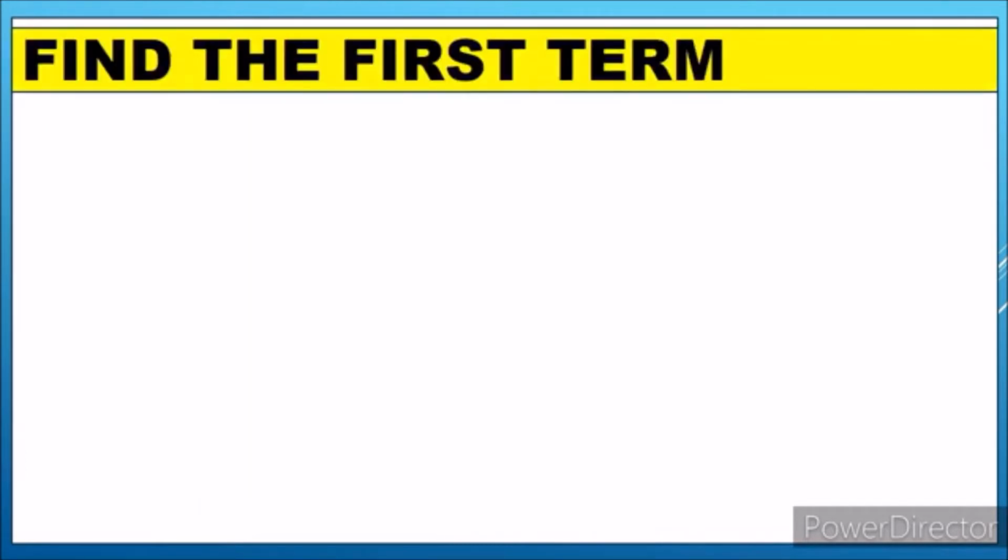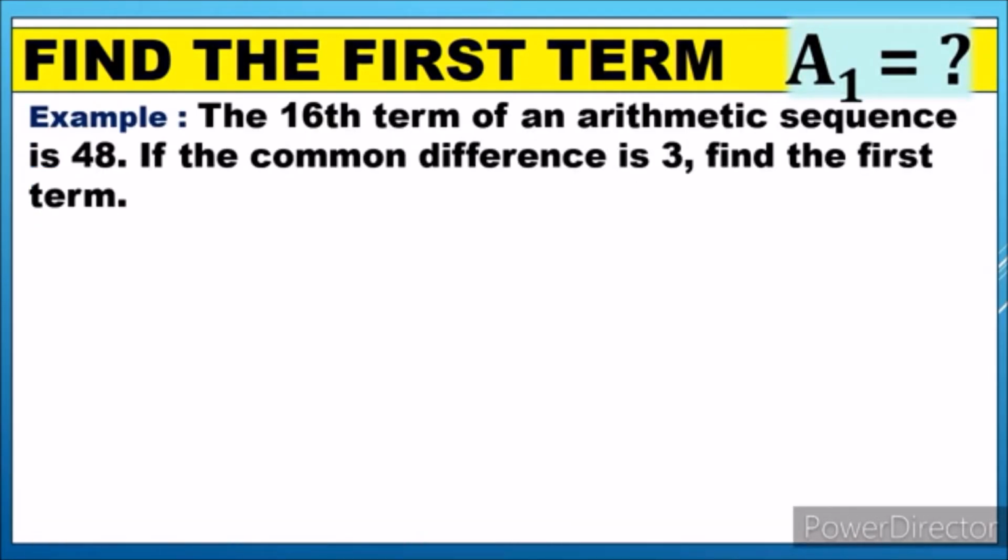Okay, so the next objective is to find the first term or a sub 1. So if a sub 1 is unknown, let us have this example. The 16th term of an arithmetic sequence is 48. If the common difference is 3, find the first term. So the same, we have to identify the given.